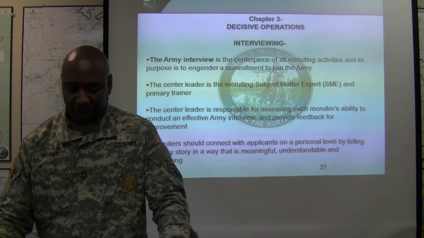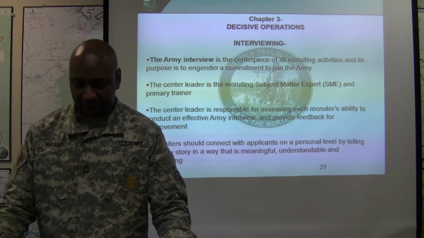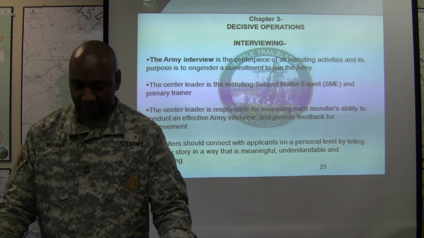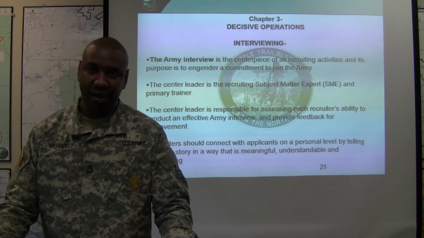The center leader is the recruiting subject matter expert and primary trainer. The center leader is responsible for assessing each recruiter's ability to conduct an effective Army interview and provide feedback for improvement. Recruiters should connect with applicants on a personal level by telling the Army story in a way that is meaningful, understandable, and convincing.